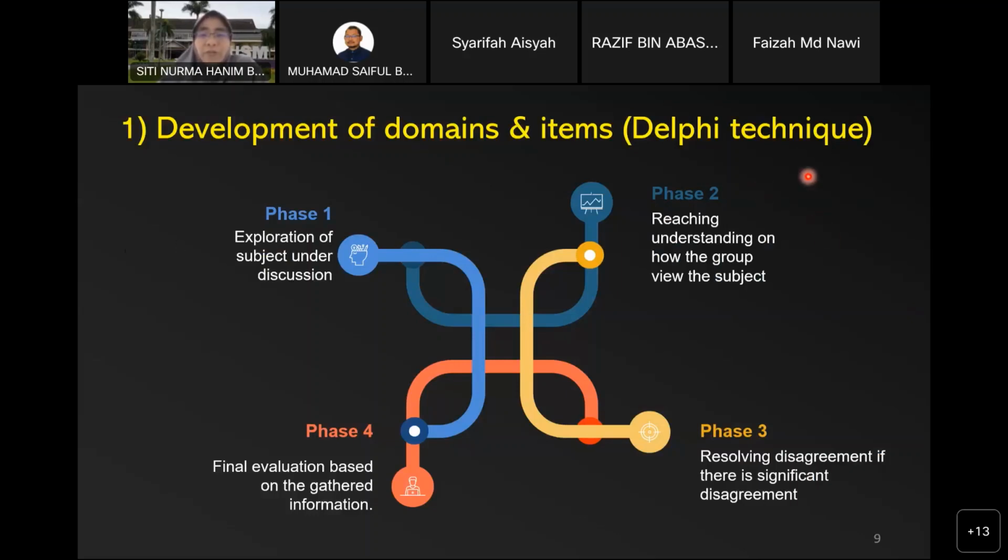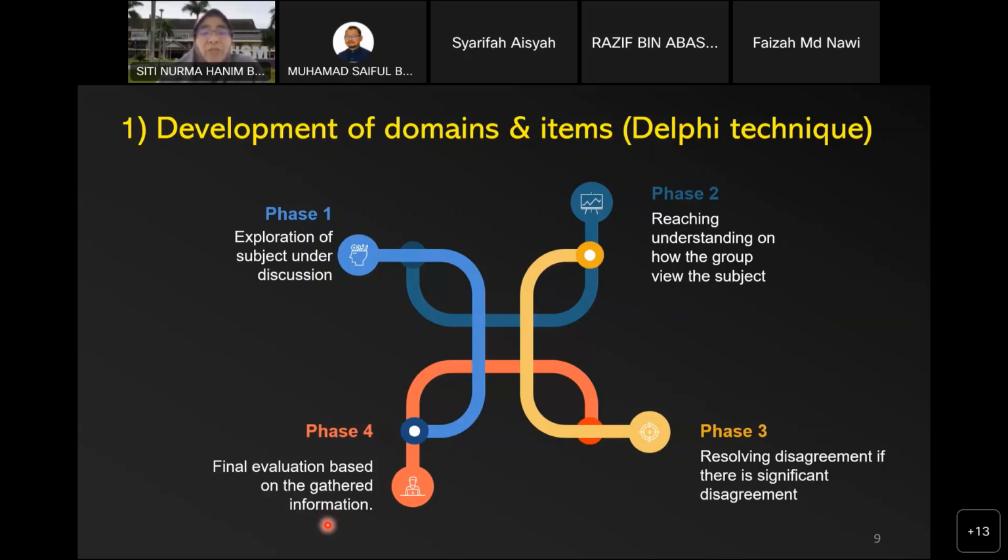For those who are not familiar, Delphi technique is an iterative method to get consensus from a panel of experts. So there are 4 phases of Delphi technique. Phase 1 is about exploration of subject under discussion. Phase 2 is reaching understanding on how the group view the subject. Phase 3, resolving disagreement if there is significant disagreement. And phase 4 is final evaluation based on the gathered information.